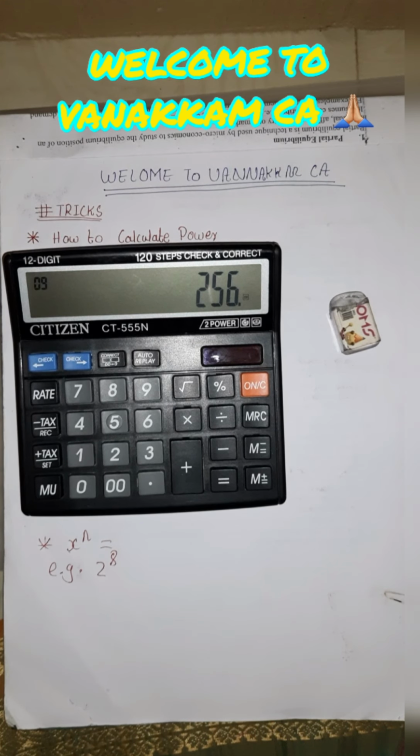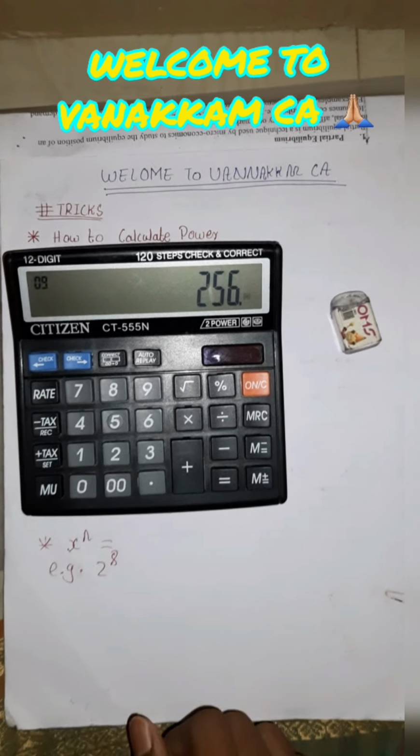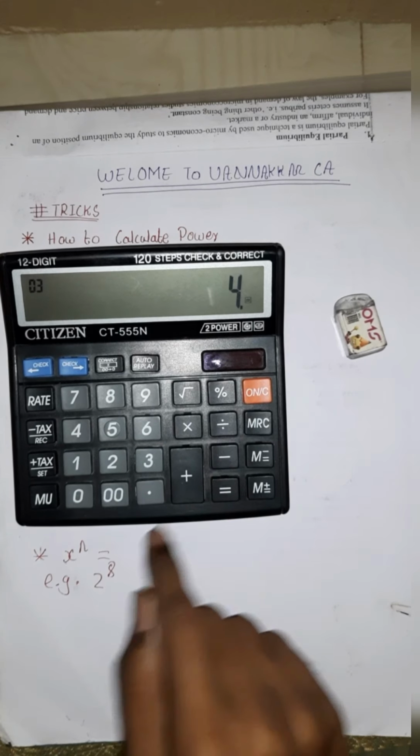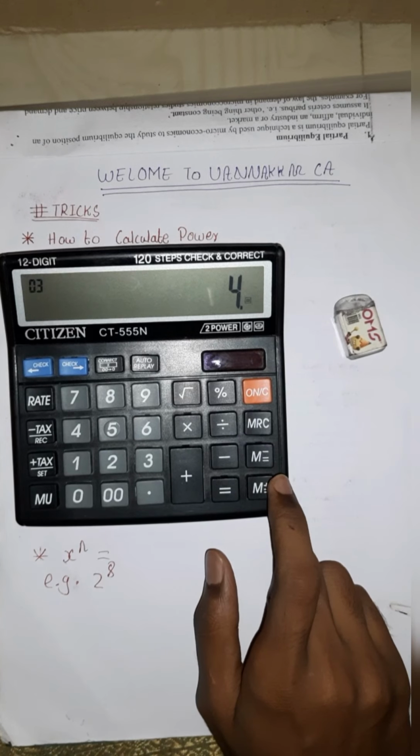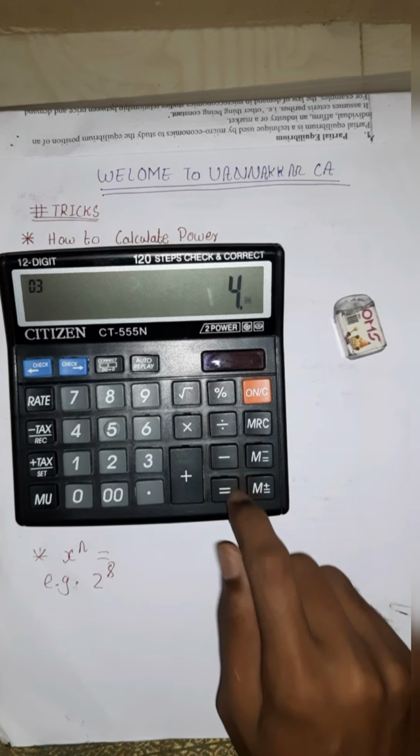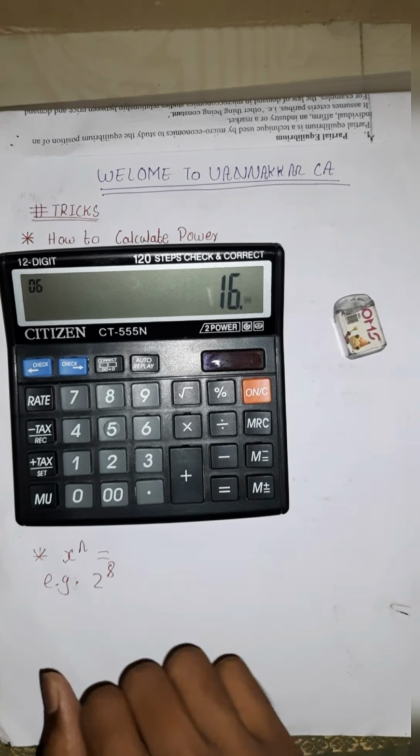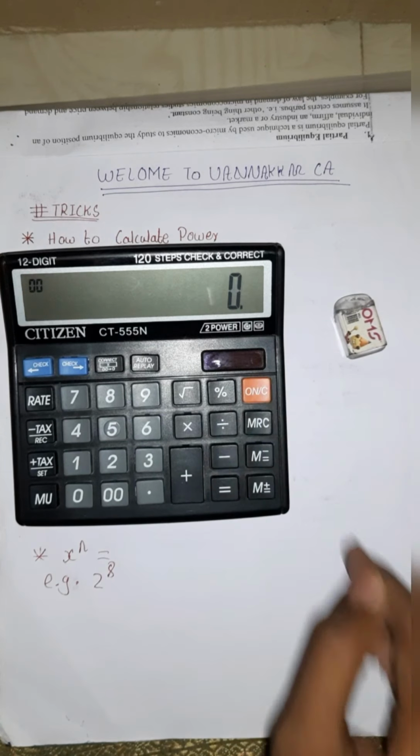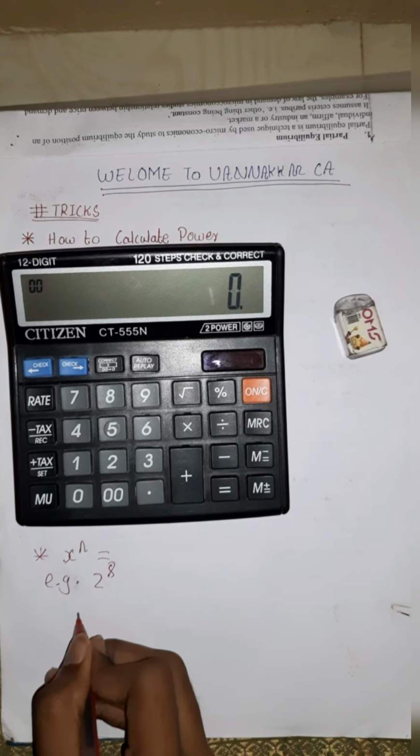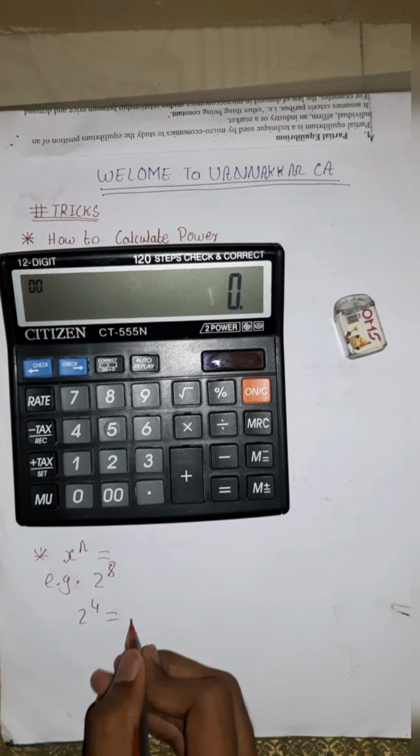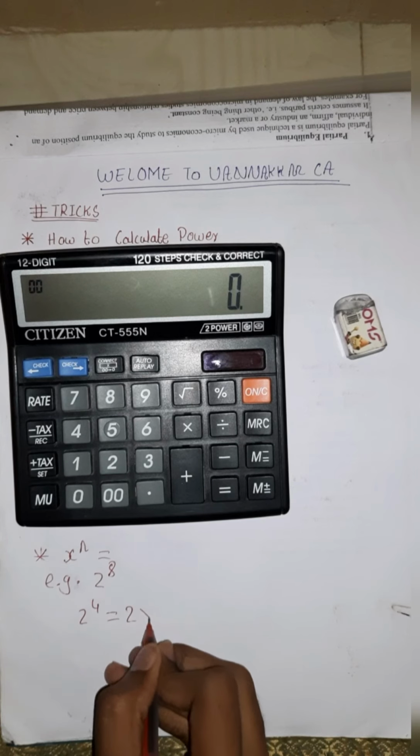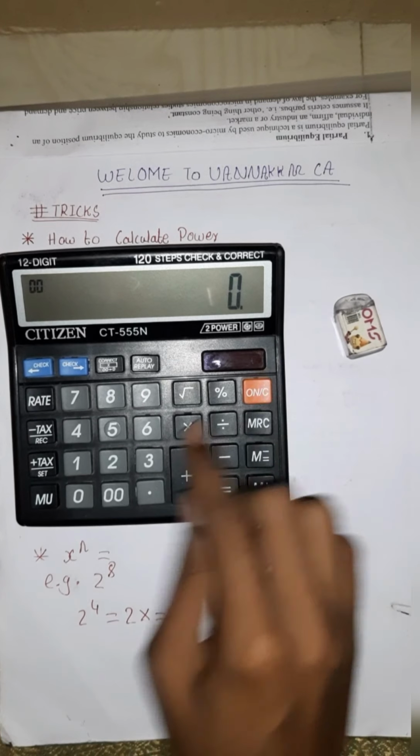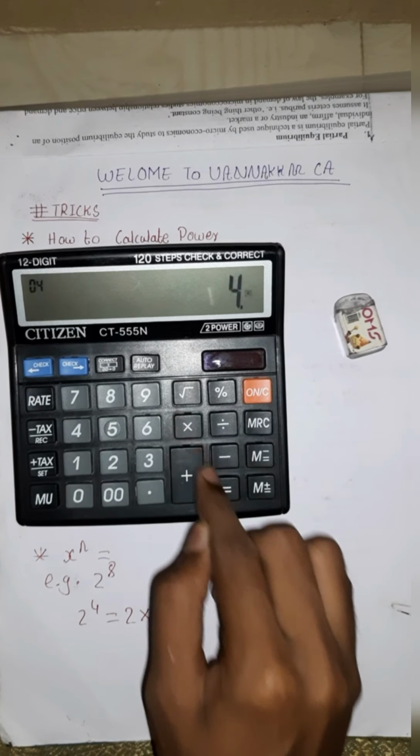Now here we have another method. 2 into equal to, now you get 2 squared, and again into equal to, you get 2 raised to 4. This is one method. Now if you want to take 2 raised to 4, what do we normally do? 2 into equal to, we get that answer. 2 into equal to 16.